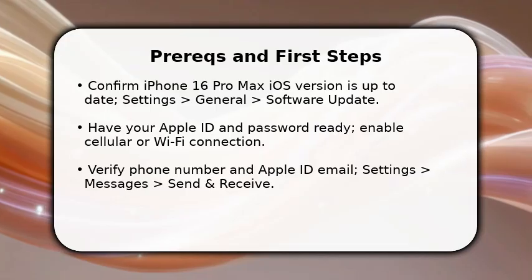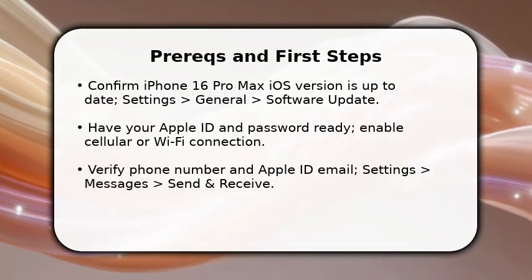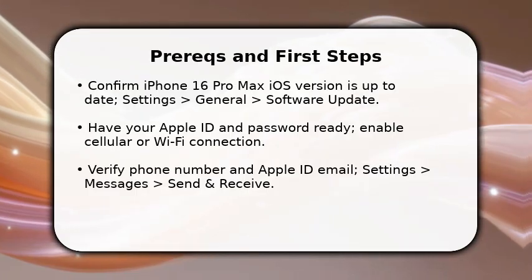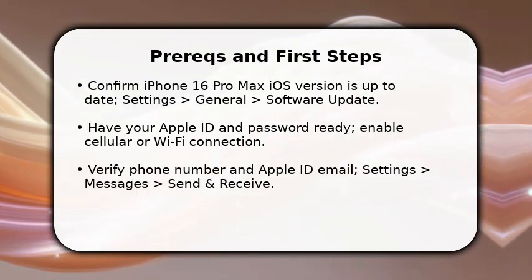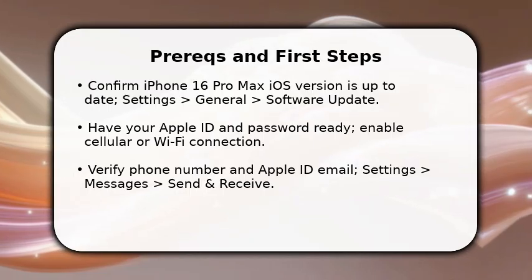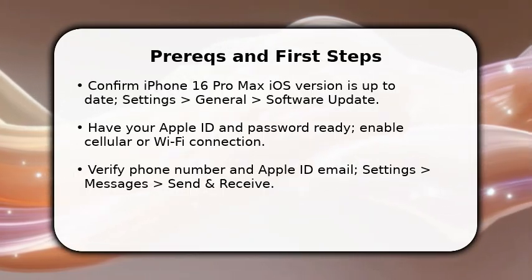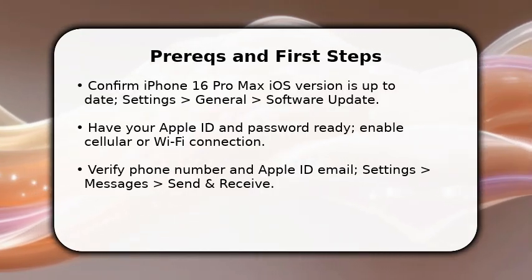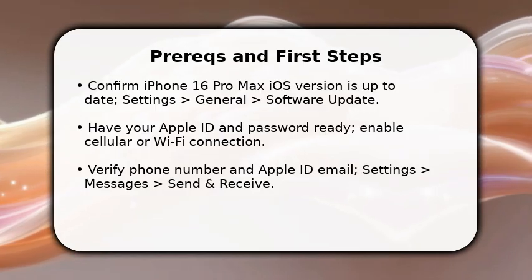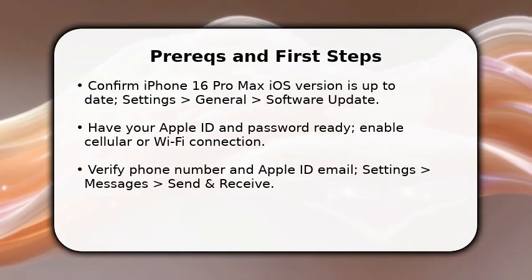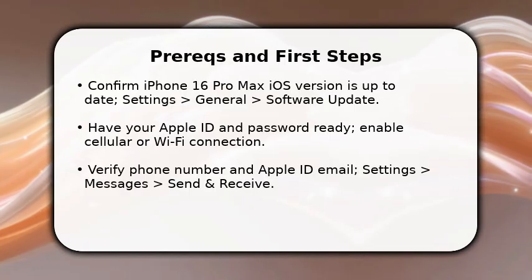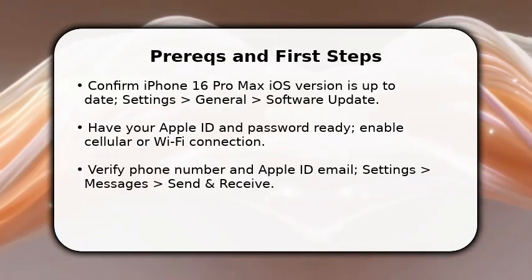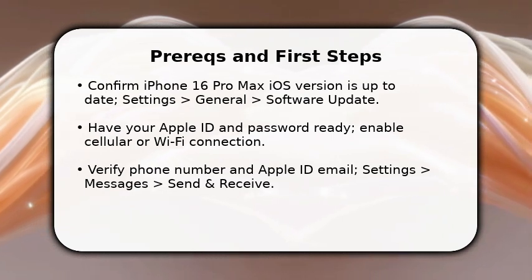You'll start by confirming the essentials so activation proceeds smoothly. First, make sure your iPhone 16 Pro Max is running the latest iOS. Updates fix activation bugs. Next, sign into your Apple ID in Settings and connect to a reliable Wi-Fi or cellular network so Apple can verify your account. Then open Settings, Messages, and tap Send and receive to check that your phone number and Apple ID email appear. Once done, you're ready to enable iMessage itself in the next step.